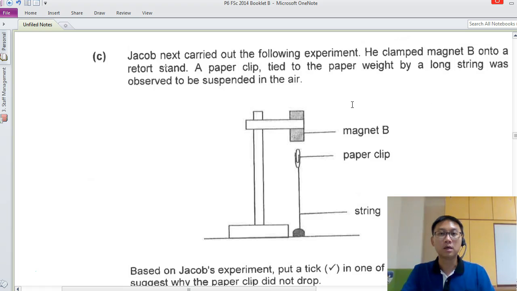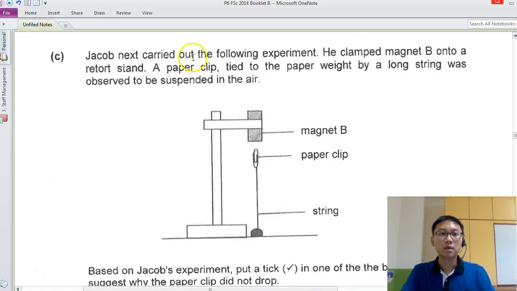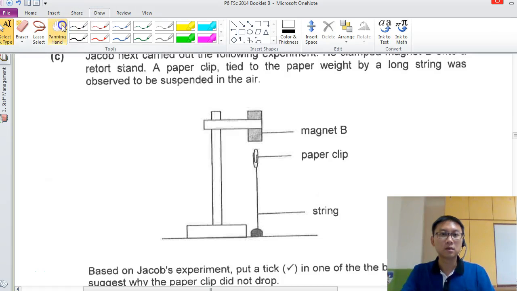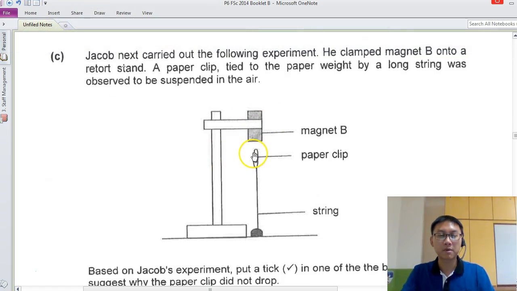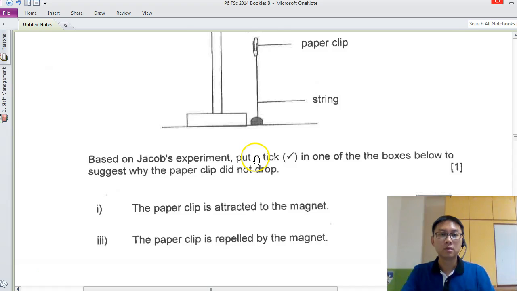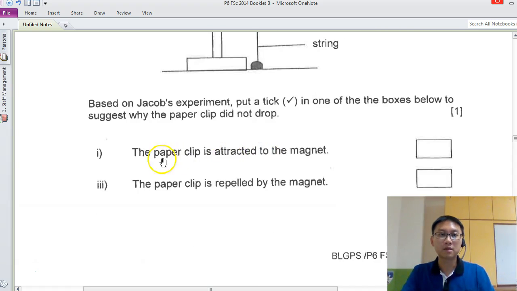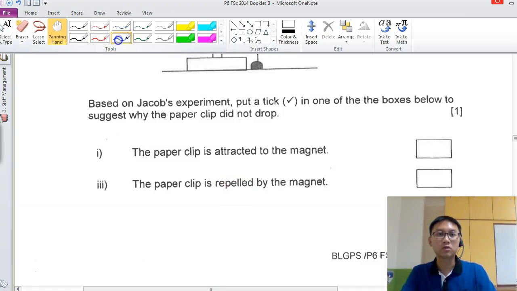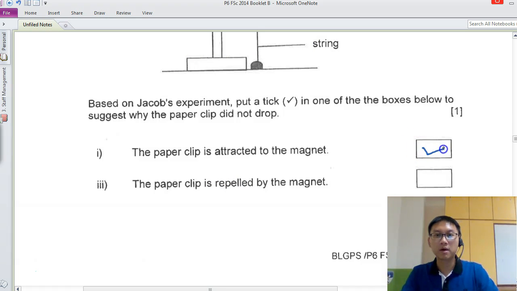Okay. Now then, he carried out this experiment here. He has this magnet here. He ties a paper clip, and the thing seems to be floating in the air. So what is happening? Is the paper clip attracted by the magnet, or is it repelled by the magnet? Obviously, it has to be attracted by the magnet. Cannot be repelled. Repel means it will go down. Okay.